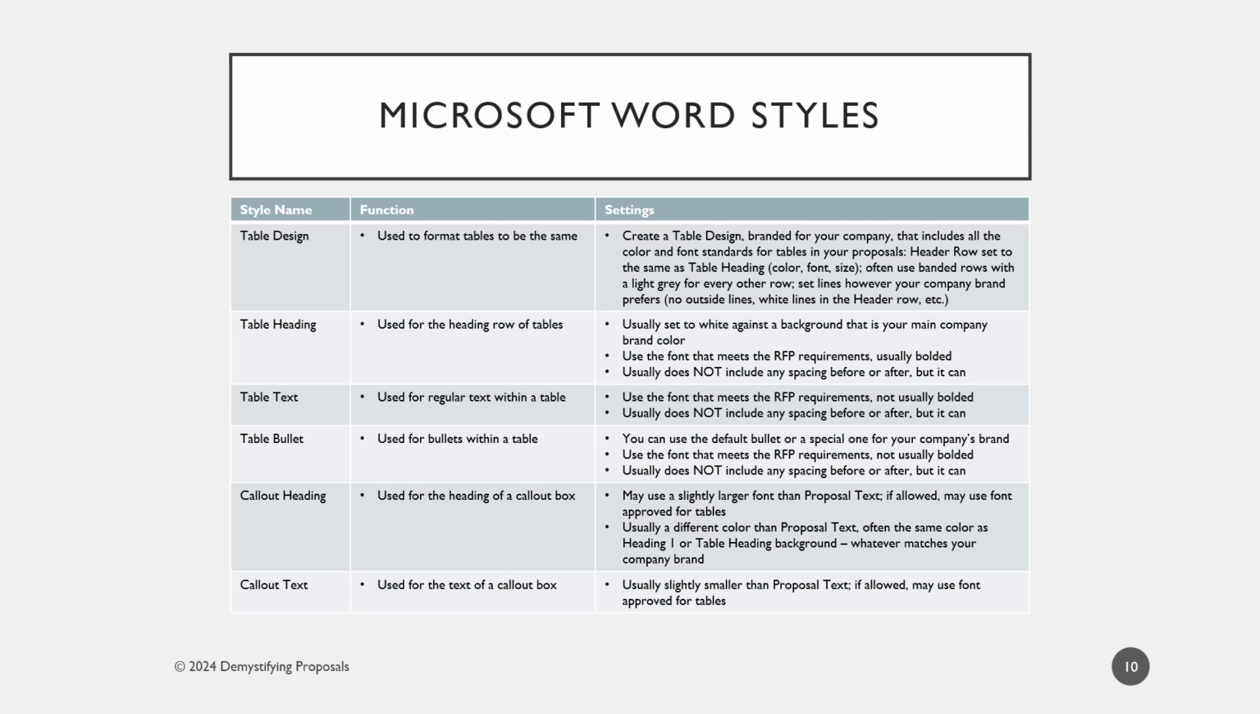Callout heading and callout text are what we used for callout boxes. Usually callout boxes are just a little graphic box, maybe with a line around it, whatever your brand you want to set up. But if you set up a default callout heading, which is the font and the color that you want the callouts to have consistently, and callout text, again, whatever you want for consistency, then you can use those for formatting along the way.